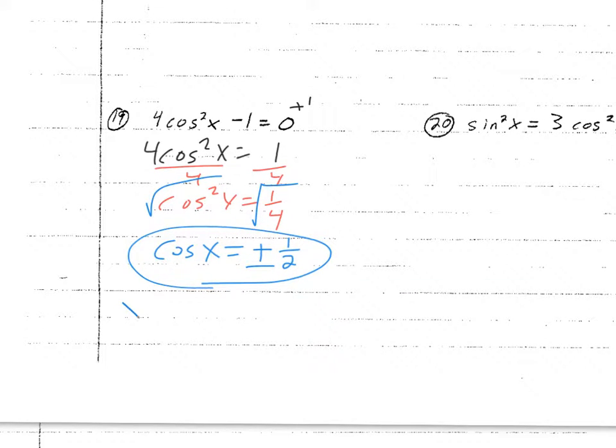And to speed it up, I'm just going to write x equals, and you could just string those together with commas. So pi over 3, 2 pi over 3, 4 pi over 3, and 5 pi over 3.